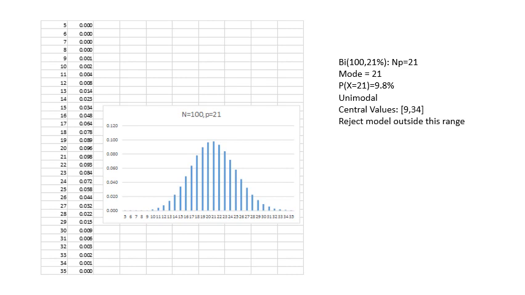We increase to n equals 100 and set the probability p to 21%. np is now 21. 21 is the modal value, and it has probability 9.8%. As a unimodal distribution, the central values range from 9 to 34. In this range, the probabilities of the outcomes are above 1 in 1000. Outside this range, the probabilities of the outcomes are less than 1 in 1000. So this is the central value range.